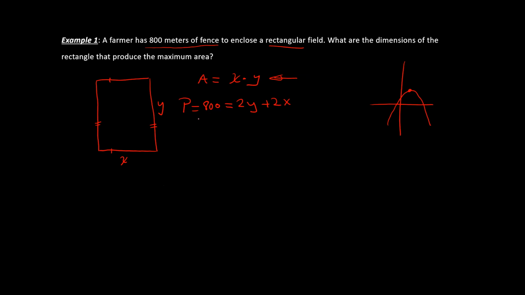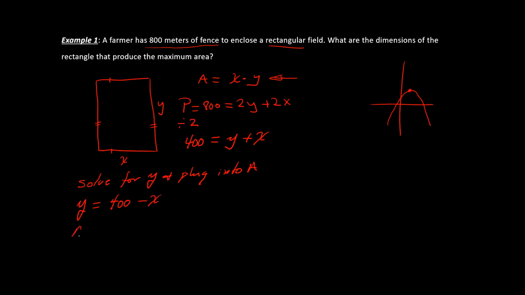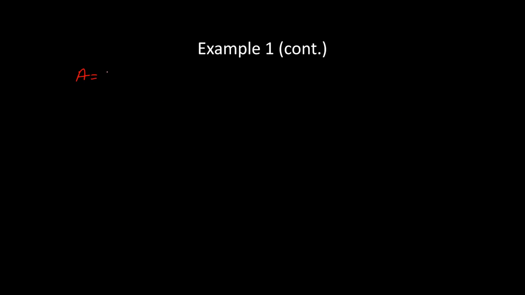So we take this and we divide by 2. So we get 400 equals y plus x. So let's solve for y and plug into A. So from this equation, y equals 400 minus x. When we plug that into A equals x times y, we get x times 400 minus x. So let's expand this. A equals 400x minus x squared. And if we rearrange, it will be negative x squared plus 400x.